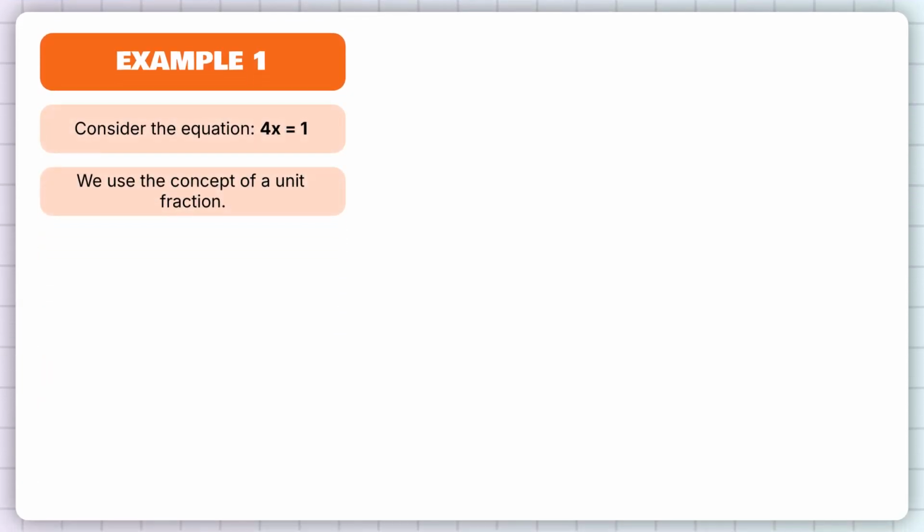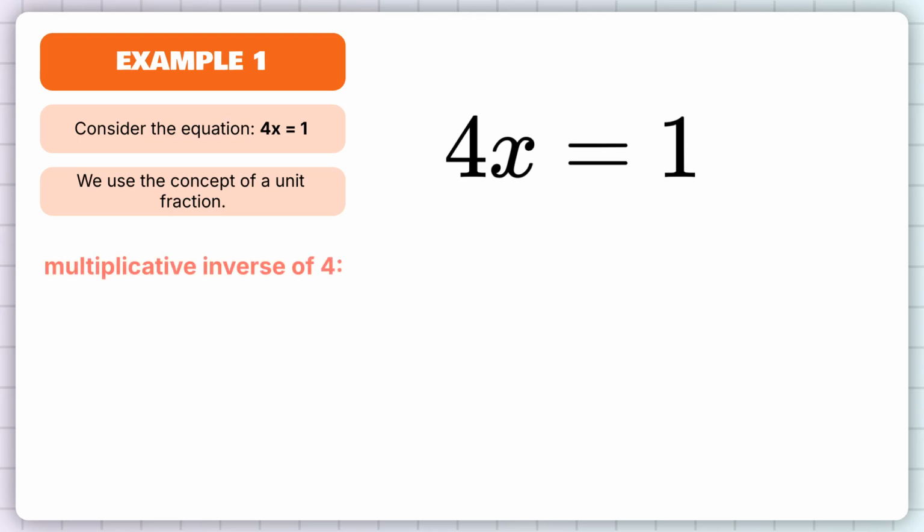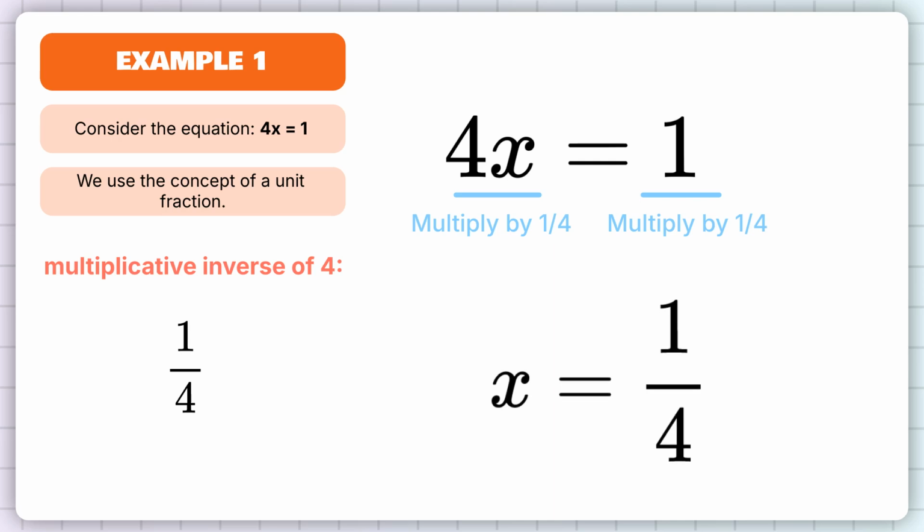Consider the equation 4x equals 1. We need to find the value of x. Here we use the concept of a unit fraction. The multiplicative inverse of 4 is the unit fraction 1/4. To isolate x, we multiply both sides of the equation by 1/4, giving x equals 1/4.